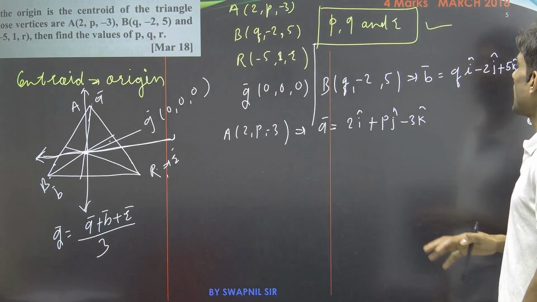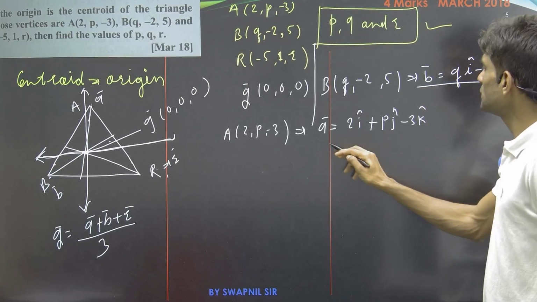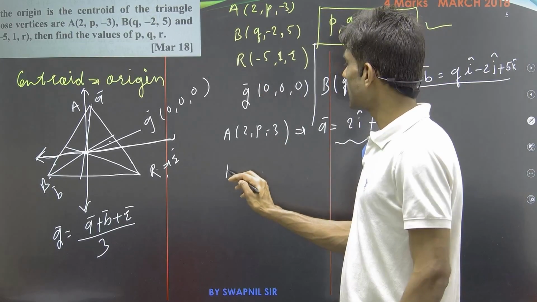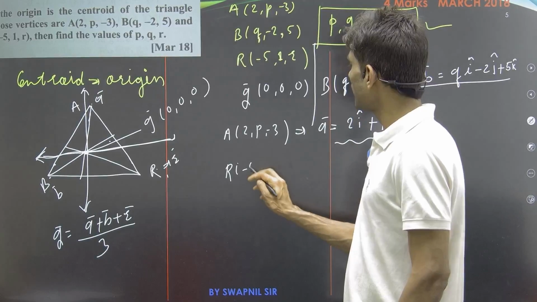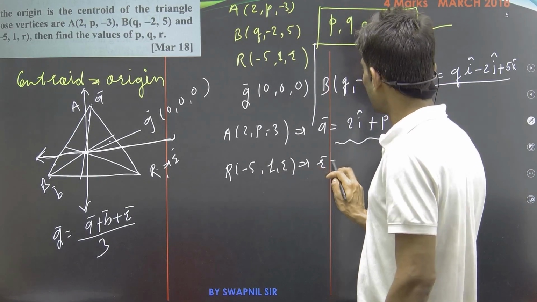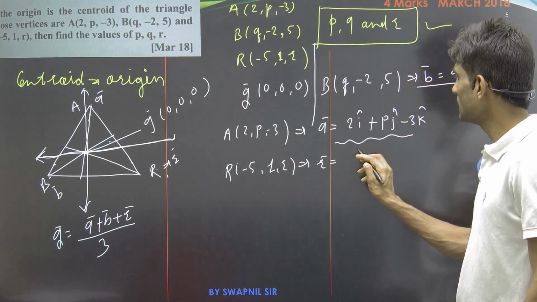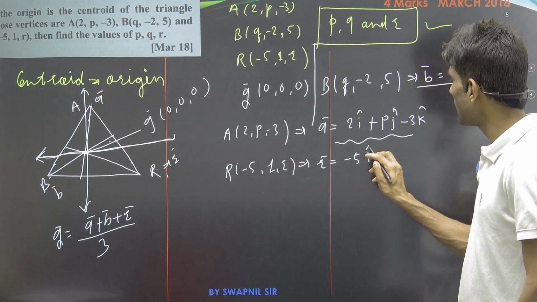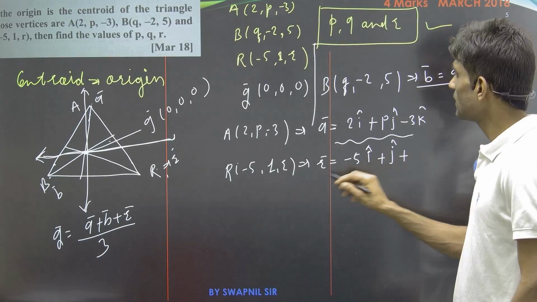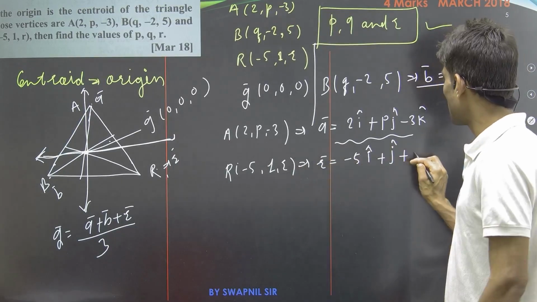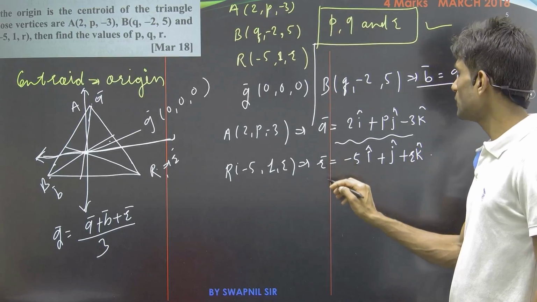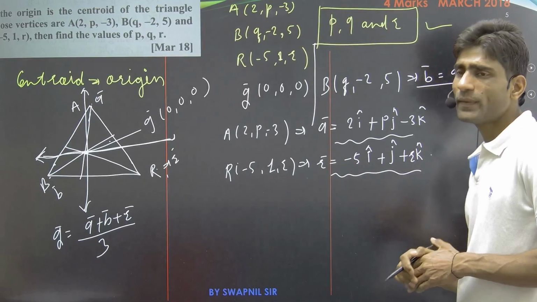Okay, so I have written position vector b bar, position vector a bar. Now using vertices capital R, minus 5, 1, R, write the position vector R bar. So position vector R bar can be written as minus 5 times i cap plus j cap plus R times k cap. So we have three of these position vectors here.